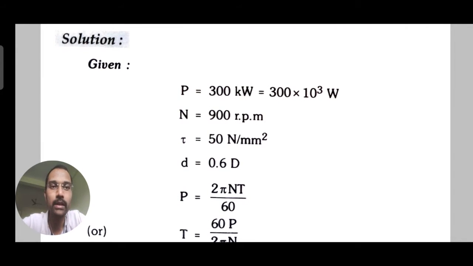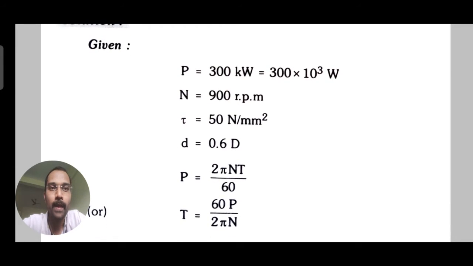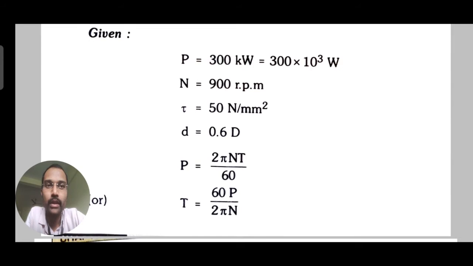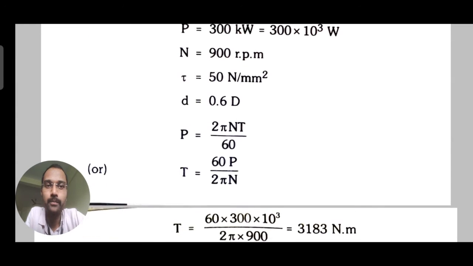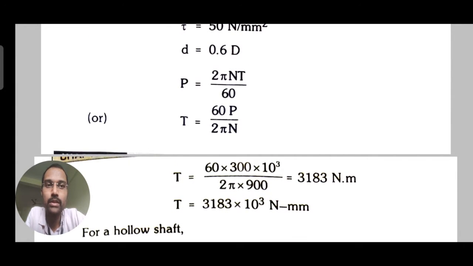After writing all the given data, what do we have to find out? We know the power is given. From the power formula we can write power equal to 2 pi N T by 60. From this we can get the torque. We know the N value, that is 900 rpm, and torque T equal to 60 into P by 2 pi N. So torque is equal to 60 into 300 into 10 to the power of 3, that P value.